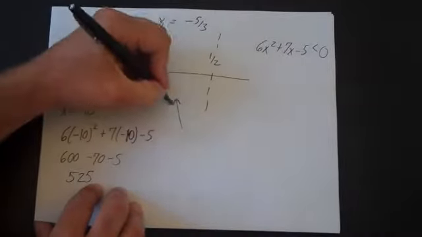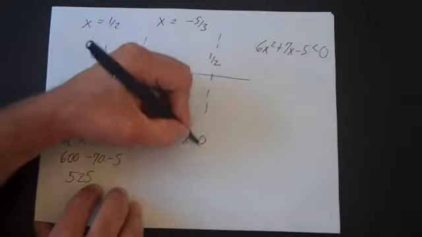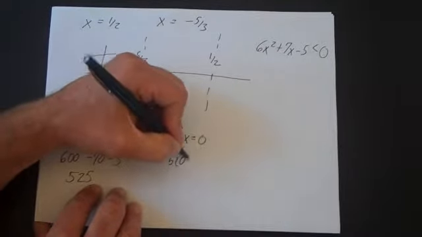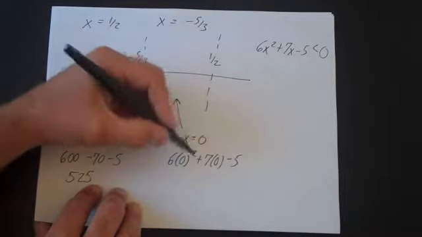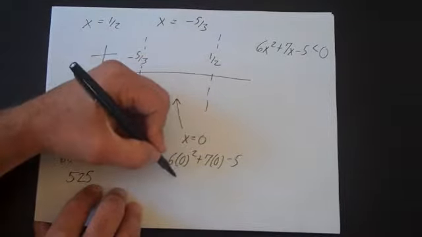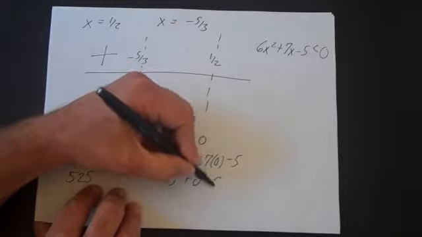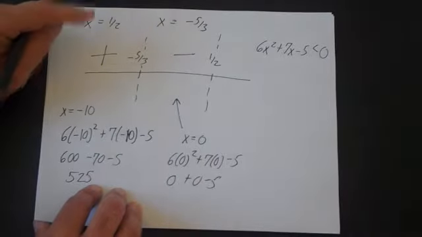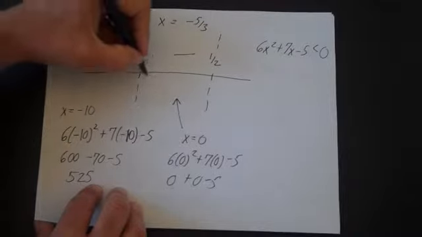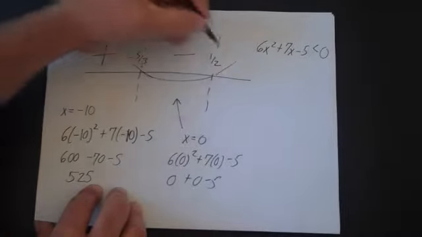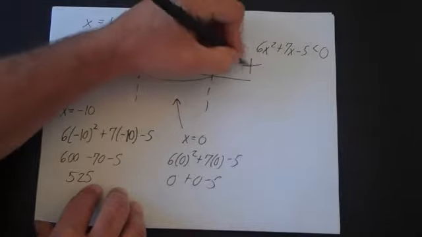I could test a point here, x is equal to 0, and I would get 6 times 0 squared plus 7 times 0 minus 5. 0 squared is 0, that's 6 times 0 is 0, plus 0 minus 5 is negative. But actually I don't need to do that. Once I know this is positive and I know it's a parabola, then I know it's going to go like this, positive, negative, and then positive again.